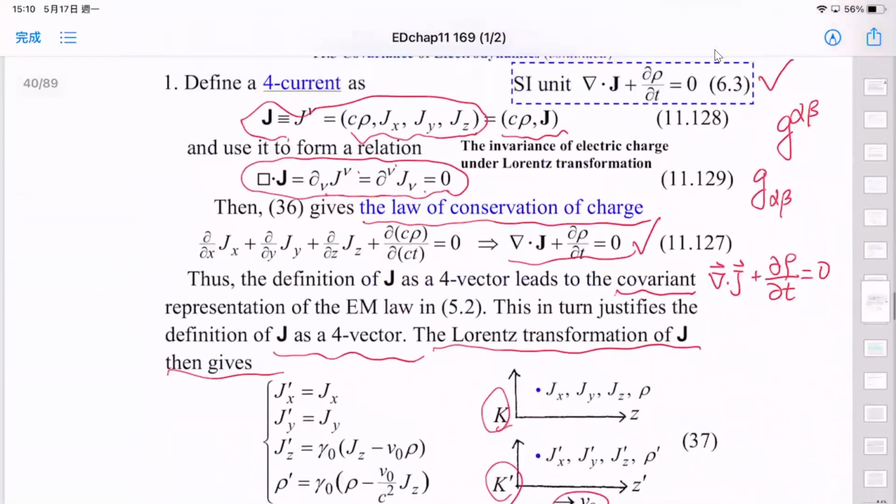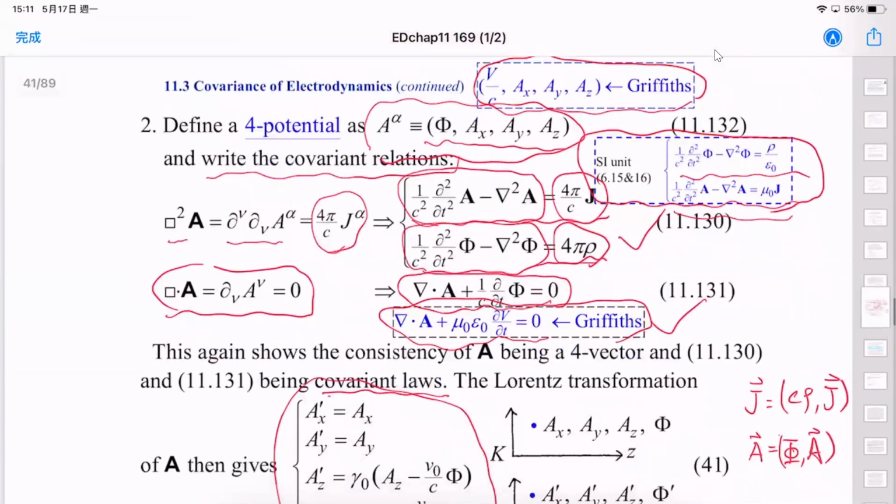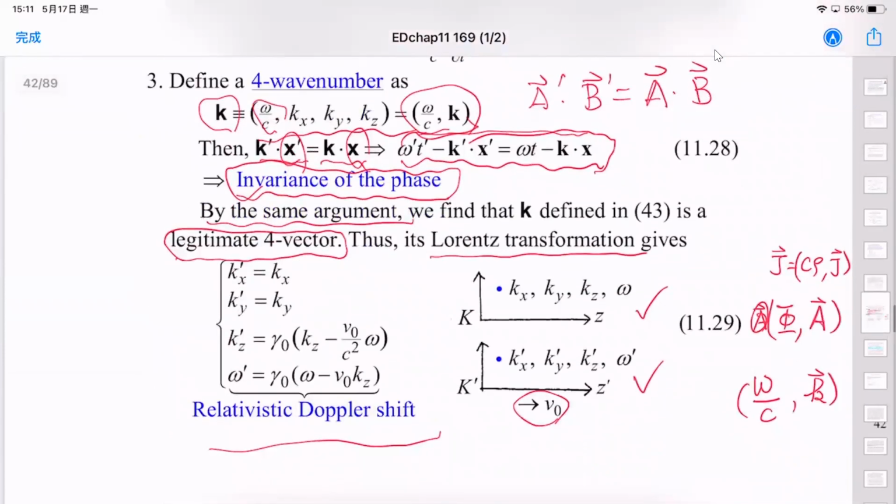For example, we define four current and conservation of charge here. That's conservation of charge. And we also define four potential. That's the four potential. And Lorentz gauge wave equation, inhomogeneous wave equation. We define a four wave number, and we say that it's invariance of the phase.